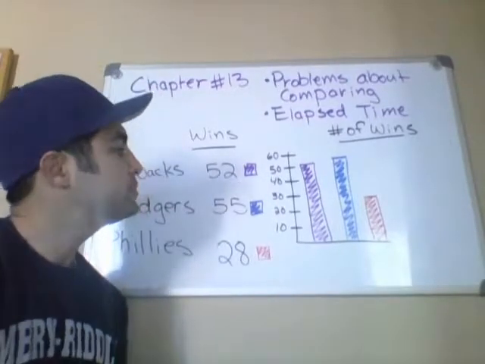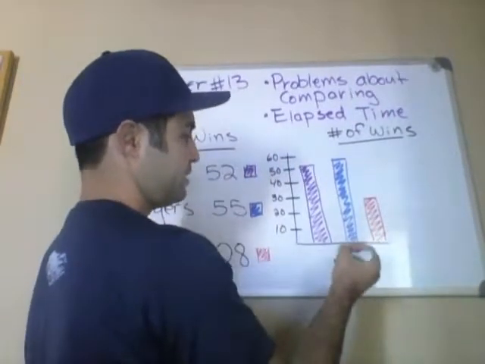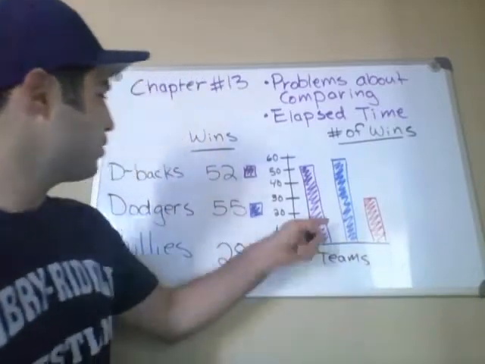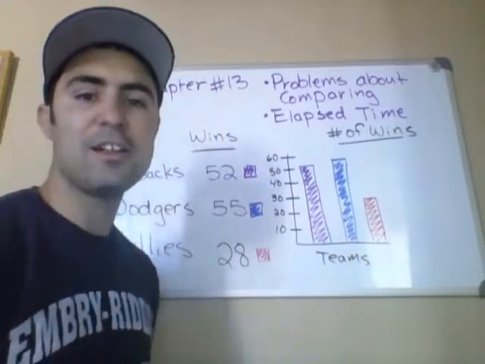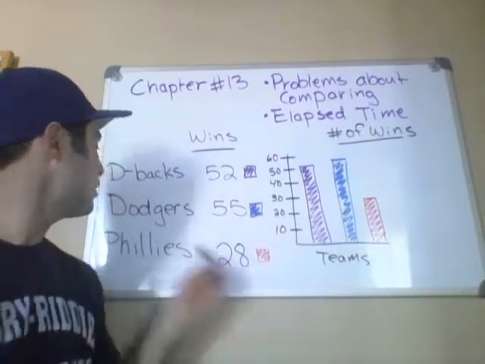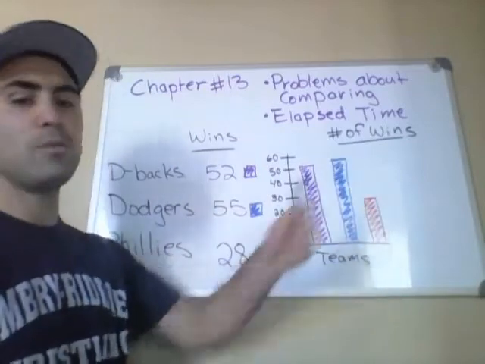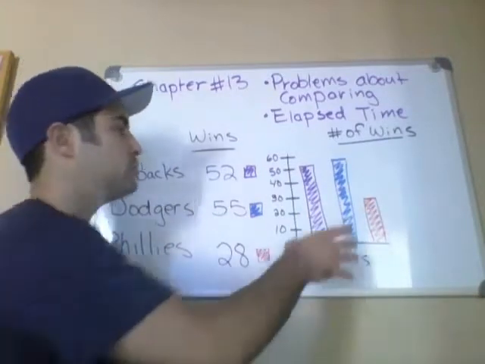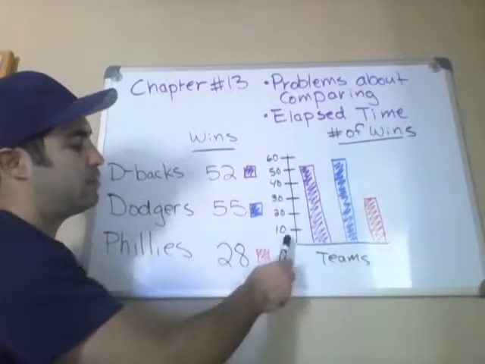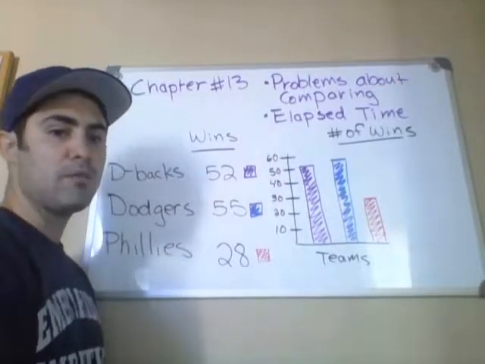Alright, so here's my chart. It's the number of wins. I can label my bottom axis, and this is teams. Okay, so the purple is the D-backs. Their color used to be purple, and sometimes they still wear purple, so Diamondbacks are purple. Dodgers, of course, are blue. That's their color. And then Phillies are red. So this represents the number of wins. This scale goes by 10: 10, 20, 30, 40, 50, 60 wins.